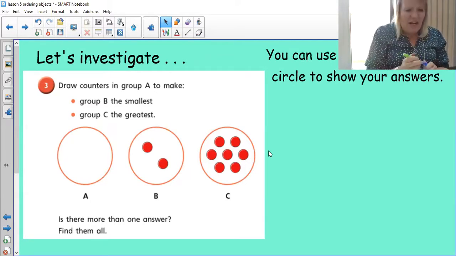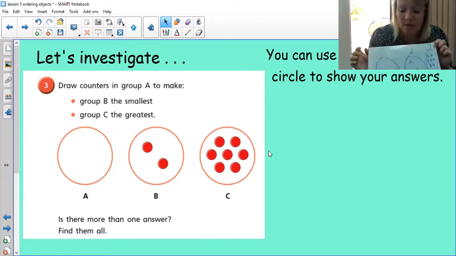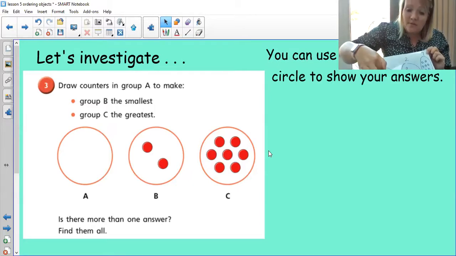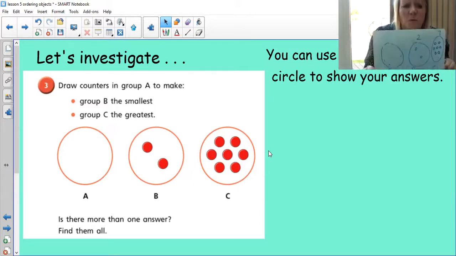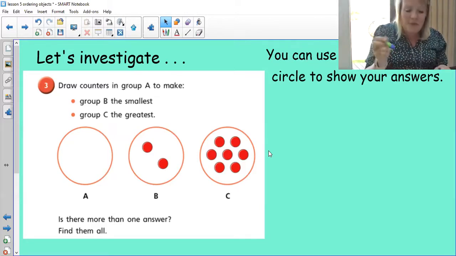Okay. Now it says, how can I make it so that group C is the greatest? So group C has seven, so that has to be the biggest number. What does that tell us about the size of A? It has to be bigger or smaller than seven? Some of you are a bit confused. It has to be smaller than seven so that seven is always the biggest group. So give me a number that's smaller.